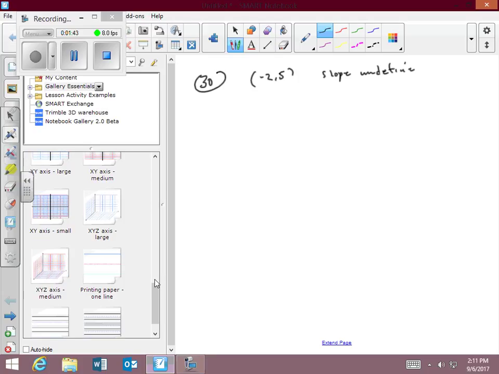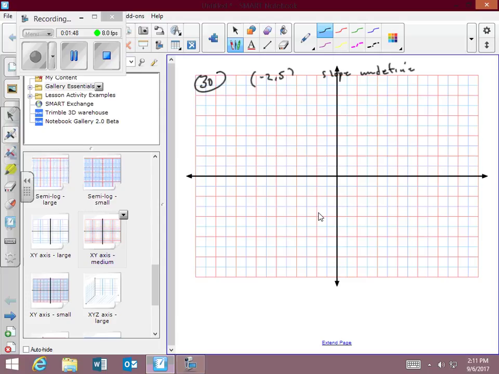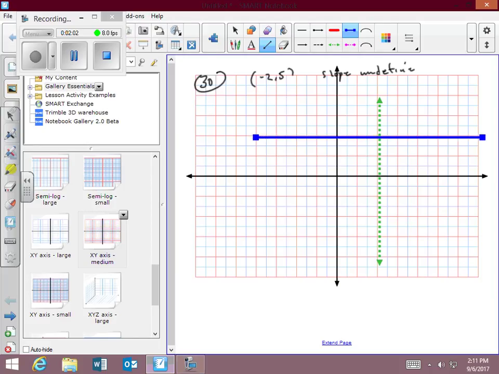There are two basic lines that we're talking about: a vertical line and a horizontal line. Which one has zero slope and which one has undefined slope? The horizontal is 0 and the vertical is undefined.